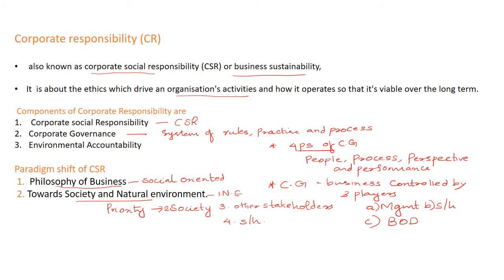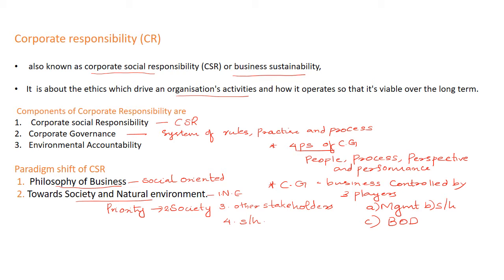So corporate responsibility is also known as corporate social responsibility or business sustainability. It's all about the ethics that drive an organization's activity and how to operate it so that it is viable over the long term. There are 3 components of corporate responsibility. They are corporate social responsibility or CSR, corporate governance, and environmental accountability. So corporate governance is a system of governing the activities of an organization, and there are 3 major participants in corporate governance activities. They are the shareholders, then the management, and the board of directors.